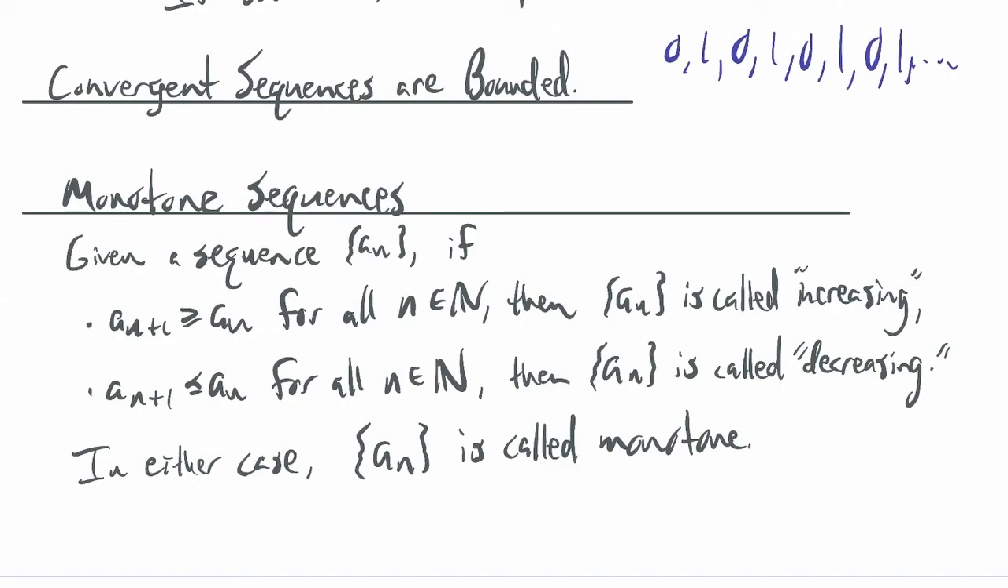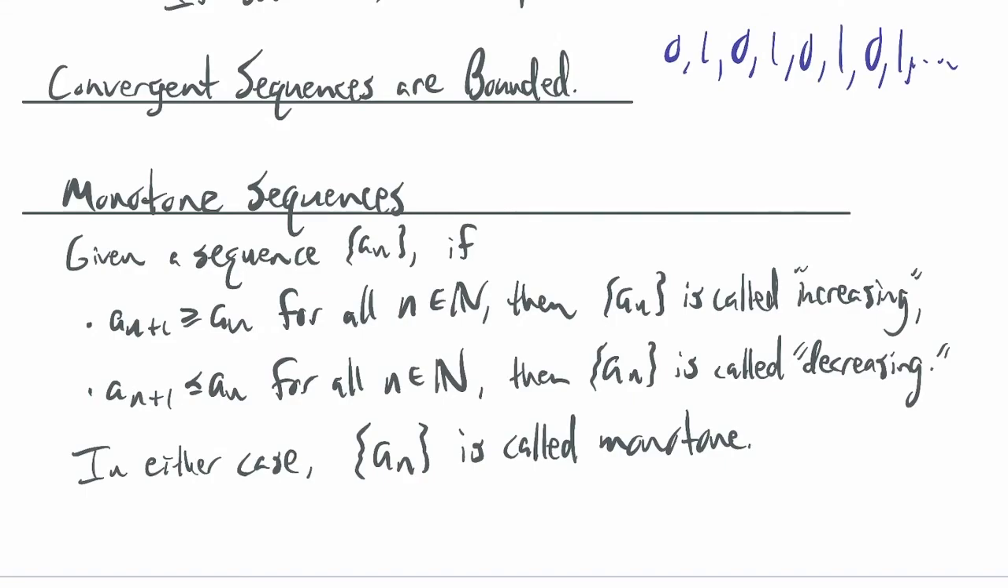So we know what a bounded sequence is, and we know what a monotone sequence is. Bounded sequences can't have huge values, huge numbers. And monotone sequences can't increase and decrease. They have to pick one and stick with it.